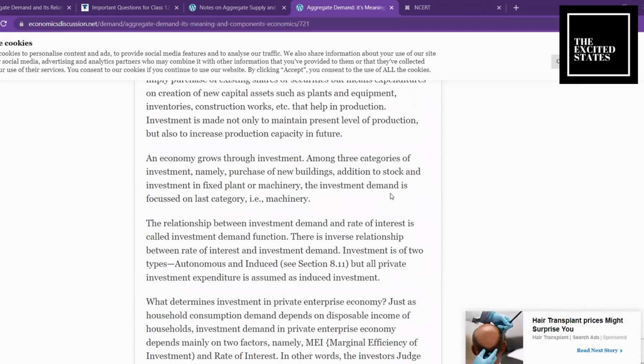Yes, ma'am. Okay. So have you understood where this C plus I came from? Because we know that the economy grows through investment among three categories of investment, namely: purchase of new building, addition to stock, and investment in fixed plant or machinery. The investment demand is focused on the latest category, that is, machinery. So basically the more investment is happening, the private sector is doing more investment on machinery. Understood?